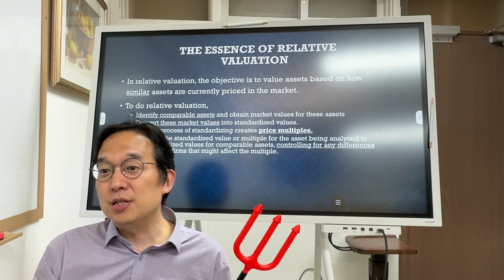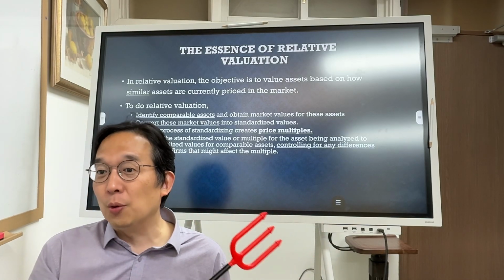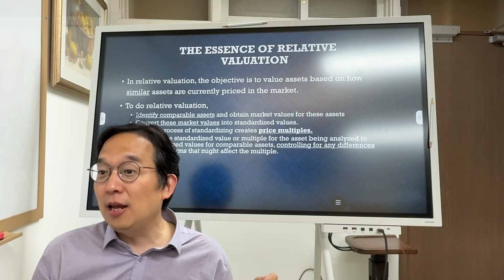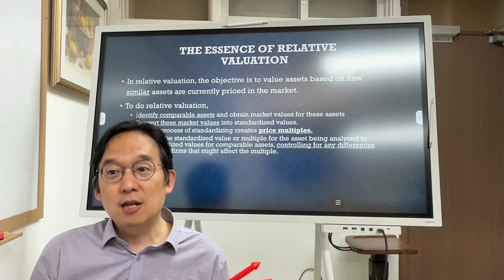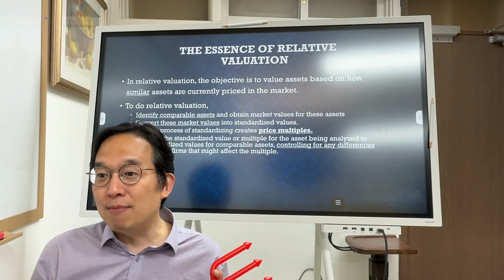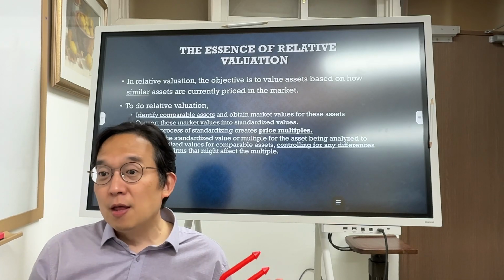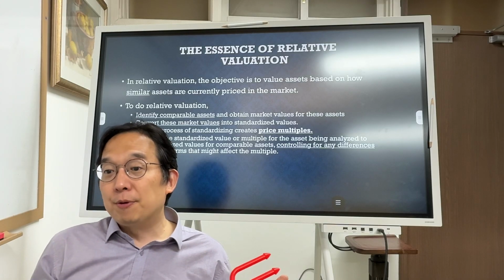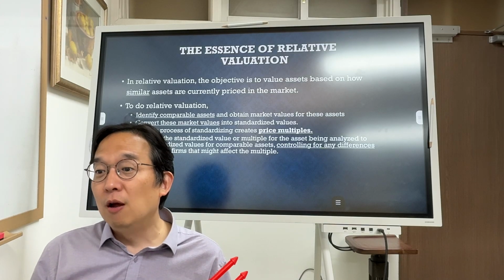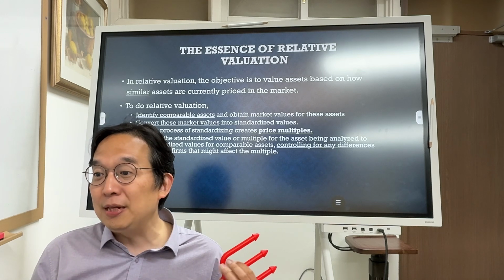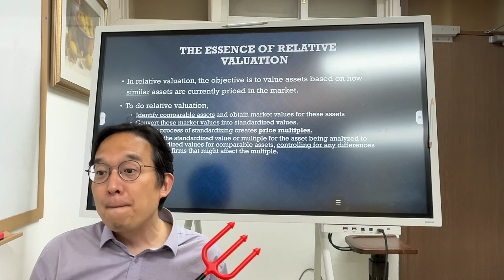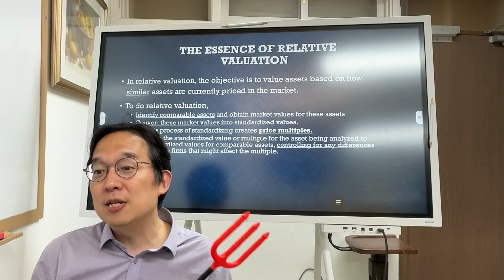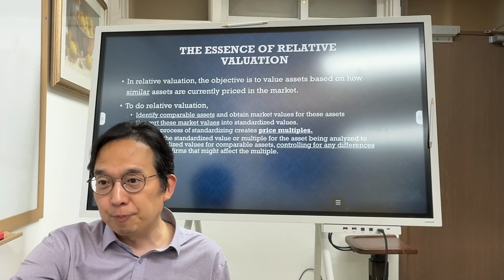To do relative valuation, well, there are three things you have to do. Number one, identify comparable assets and obtain market values for these assets. Number two, convert these market values into a standardized value. This process of standardizing creates price multiples. Number three, compare the standardized value or multiple for the asset being analyzed to the standardized values for comparable assets, controlling for any differences between the firms that might affect the multiple.